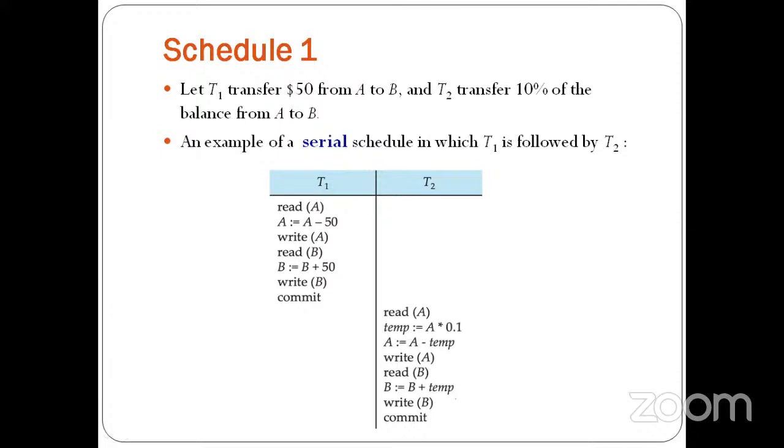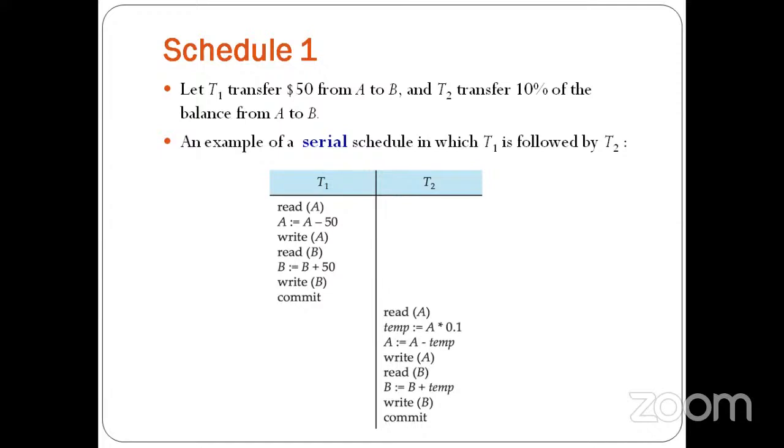So let T1 transfer rupees 50 from A to B. T2 transfer 10% of balance from A to B. An example for serial schedule is T1 followed by T2. Here first step, read A, A equal to A minus 50. Next write A, B equal to B plus 50. Write B, commit. Next read A, temp equal to A into 0.1. Next A equal to A minus temp.